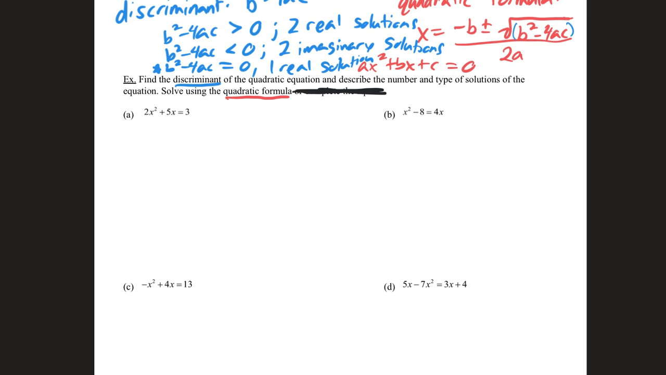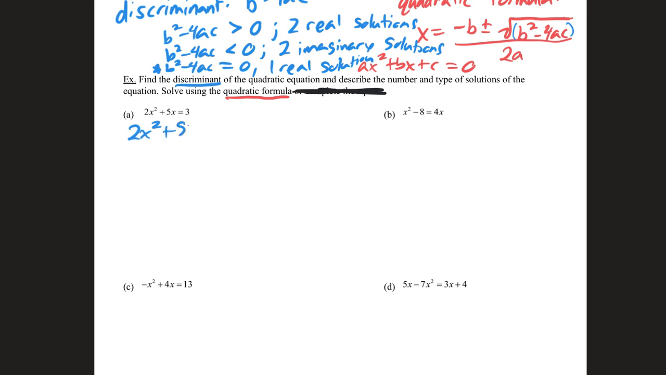the discriminant. All right, so in this example, we're going to find the discriminant first, use that to describe the number and types of solutions, and then we're going to practice solving using the quadratic formula. Okay, so on the first example, 2x squared plus 5x equals 3. Remember, I have to have it equal to 0 first before I can apply the discriminant a, b, and c. So I need to subtract the 3 and make this in standard form.